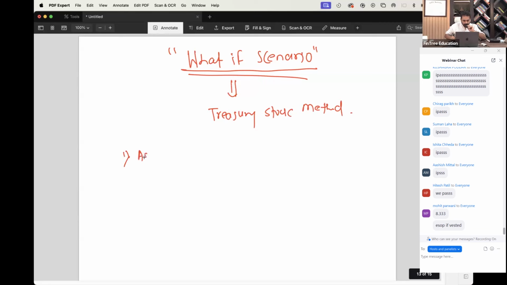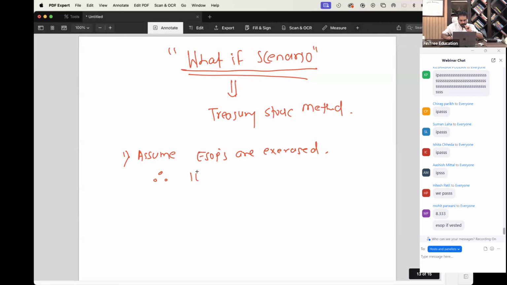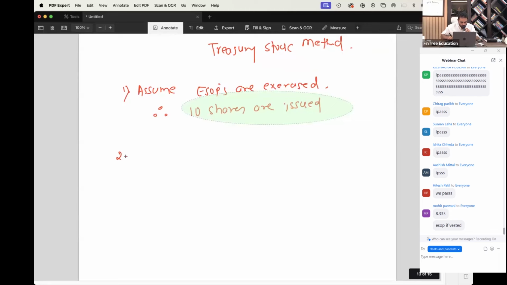Step number 1, you assume that ESOPs are exercised by your employees. And therefore, 10 shares are issued to employees. So my number of shares will increase by 10. Are we together here? 10 shares are issued to the employee. Step number two, extremely critical. The exercise amount is received by the company.